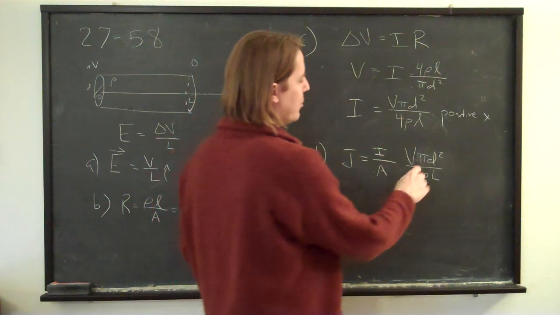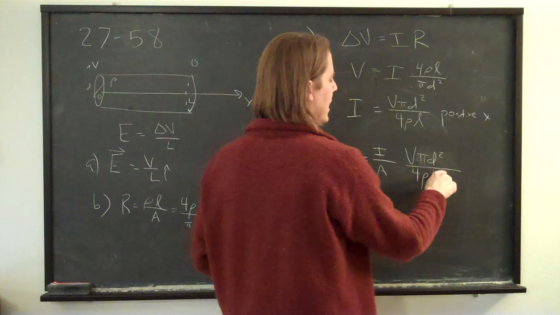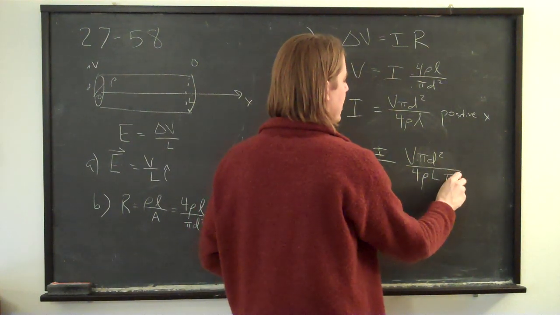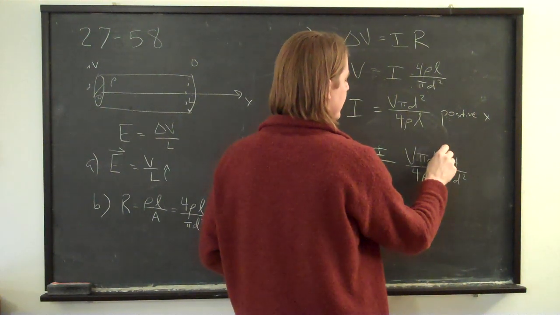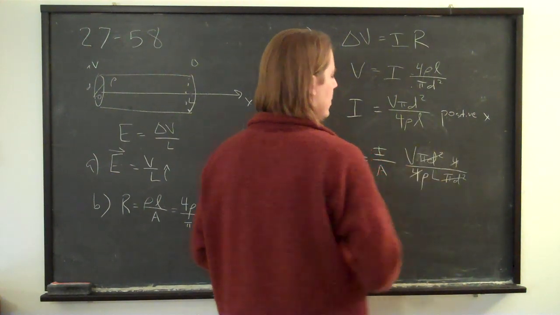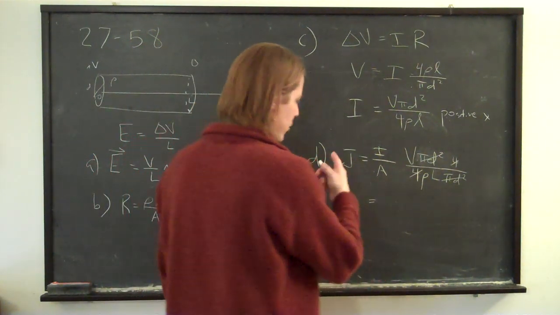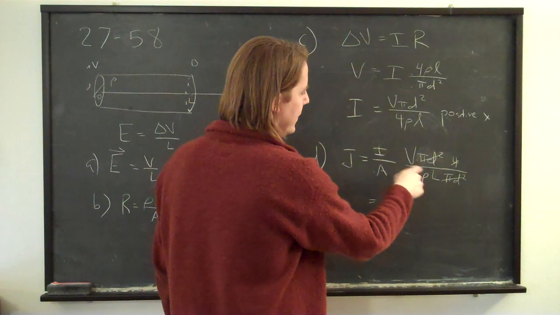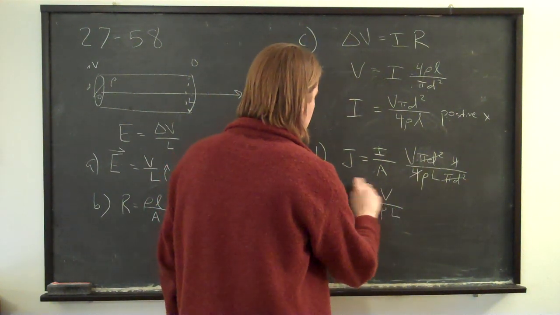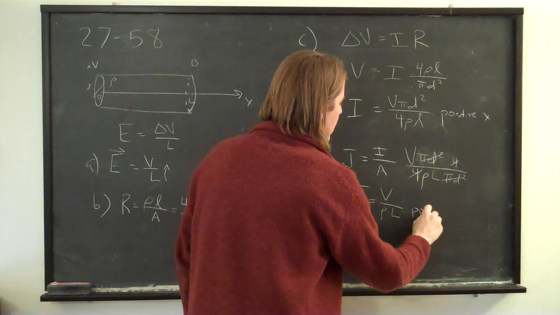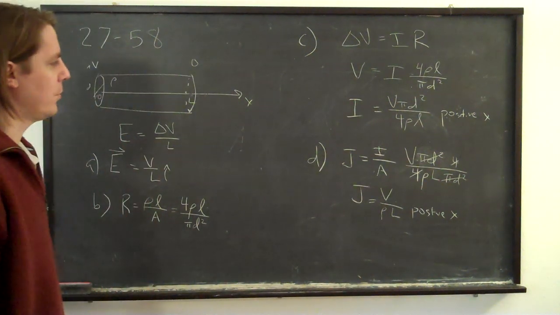Perhaps you can see that the area is already in here. You're really just going to pull out that pi d squared over 4. If we put the area down here, it's pi d squared over 4, and the 4 comes up here, and this all cancels out. The area was already sitting in there quite nicely. So J, the current density, is what's left, V over rho L. And again, if we want the direction, it's in the positive x direction, the same direction as the current.